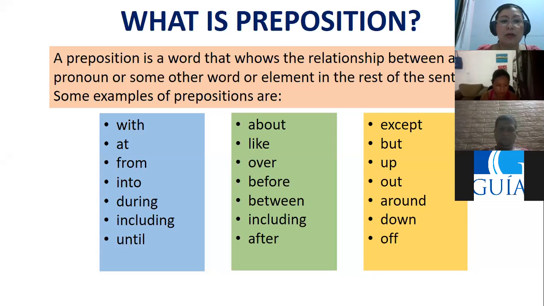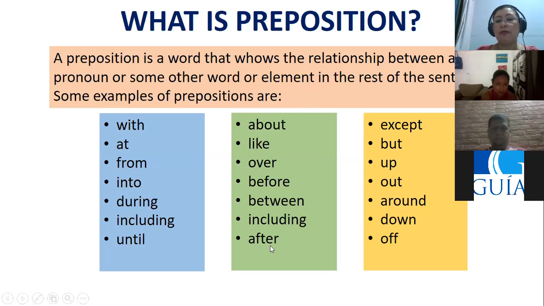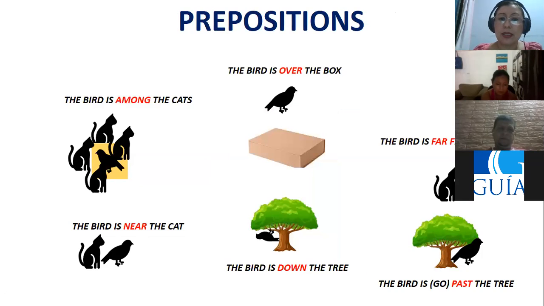And some examples of prepositions are with, at, from, into, during, including, until, about, like, over, before, between, after, except, but, up, out, around, down, off. Okay, so those are in general, right? But we have some prepositions of place that I would like to show you.